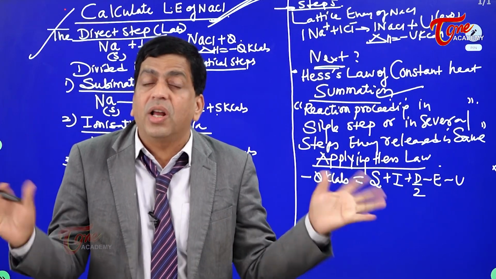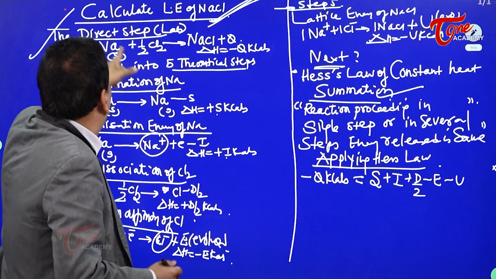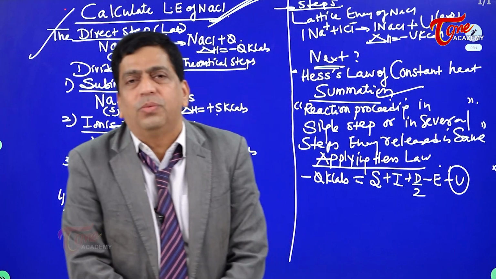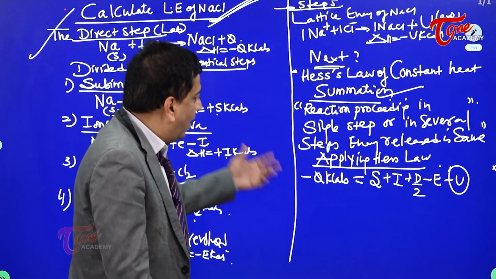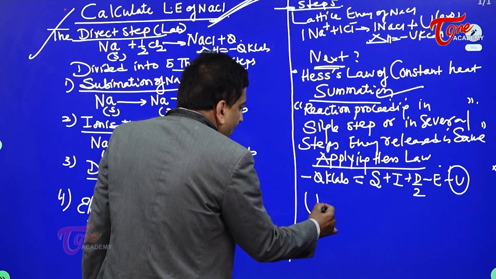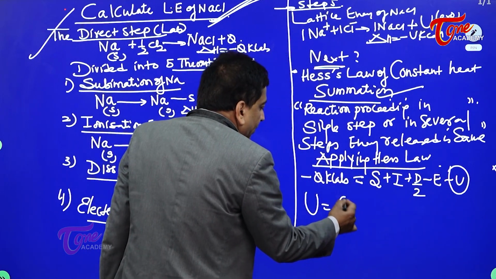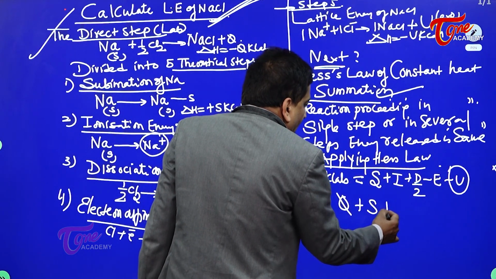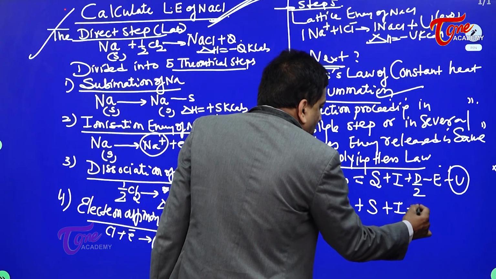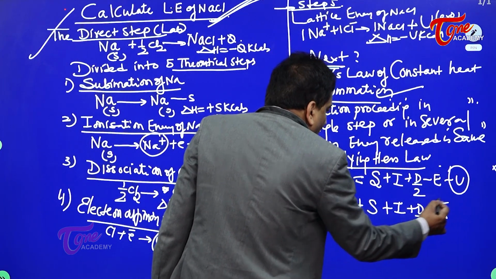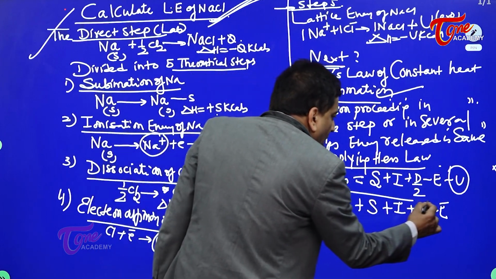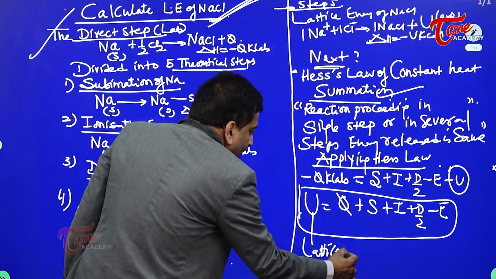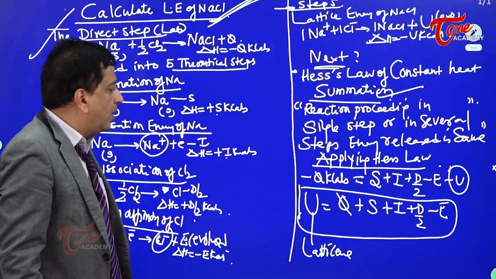But don't forget the aim. What are we doing? We need to determine what? The lattice energy. So we need to determine U. So what I'll do, let me take U to this side and take all this that side. Q minus Q going that side is plus Q plus I plus D by 2 minus E. And this is the equation to determine what? The lattice energy. You must understand. Add everything and subtract what? Electron affinity. That will be a question in the exam.